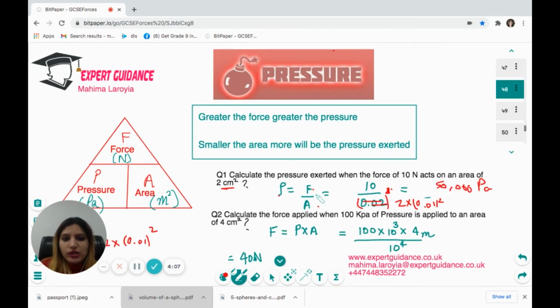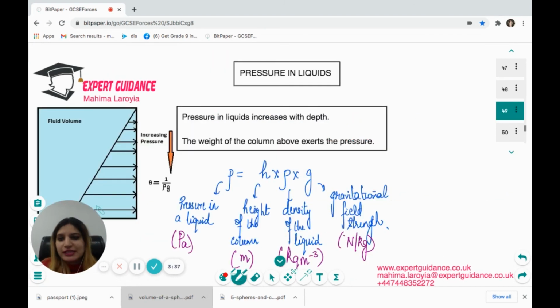Okay, so let us have a look. For the first question, we do force over area. Force is 10 newtons and area 2 centimeters squared is 2 times 0.01 squared. And the pressure would be 50,000 pascals. For the second question, the 100 kilopascals would be 100 times 10 to the power 3 pascals times the area, which is 4 centimeters squared. To convert it into meters squared, we need to divide it by 10 to the power 4. And when we do that, we'll get the answer 40 newtons. So I hope this is clear to you.